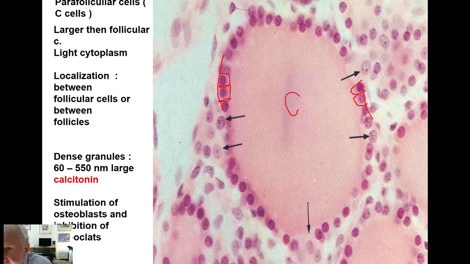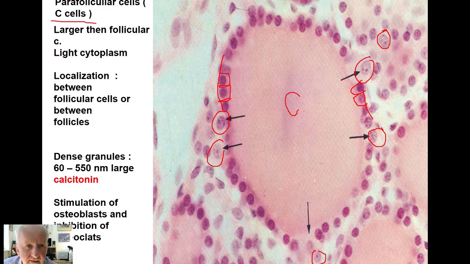And now in this light microscopical picture we see a second type of cells here and here and here and here, and those cells are parafollicular cells, by another name C cells. Parafollicular or C cells. C is the first letter of the hormone calcitonin, which those interesting and important parafollicular cells in the thyroid gland produce.